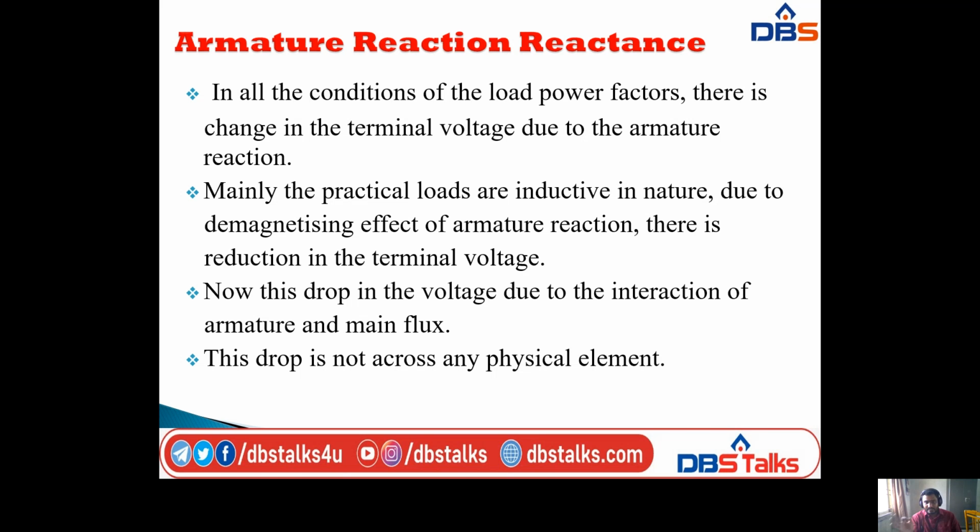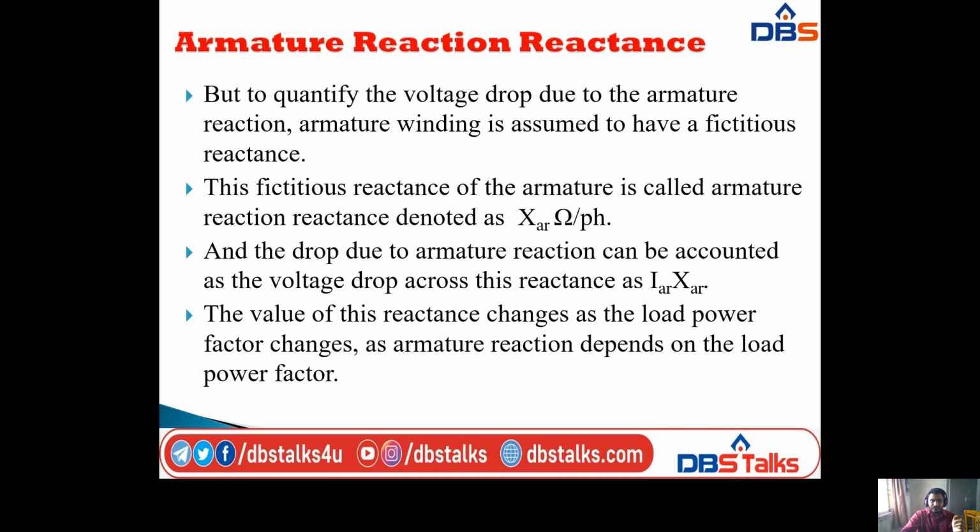Now this drop in the voltage due to the interaction of armature and main flux is not across any physical element. But to quantify the voltage drop due to armature reaction, the armature winding is assumed to have a fictitious reactance. That is the assumption. This fictitious reactance of the armature is called armature reaction reactance, denoted as XAR, ohms per phase. And the drop due to armature reaction can be accounted for as the voltage drop across this reactance, IAR XAR.